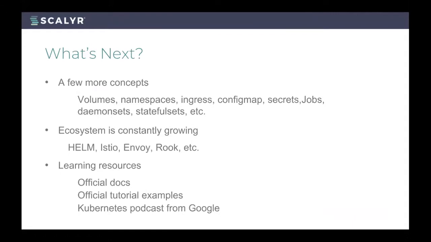What's next? A few more concepts that we didn't talk about are volumes, namespaces, ingress, config maps, secrets, jobs, daemon sets, stateful sets, that I recommend you start taking a look at. The ecosystem is constantly growing. Instead of working with one YAML definition, you can use Helm charts, for example. You can start using Istio, Envoy, Rook, and so on.